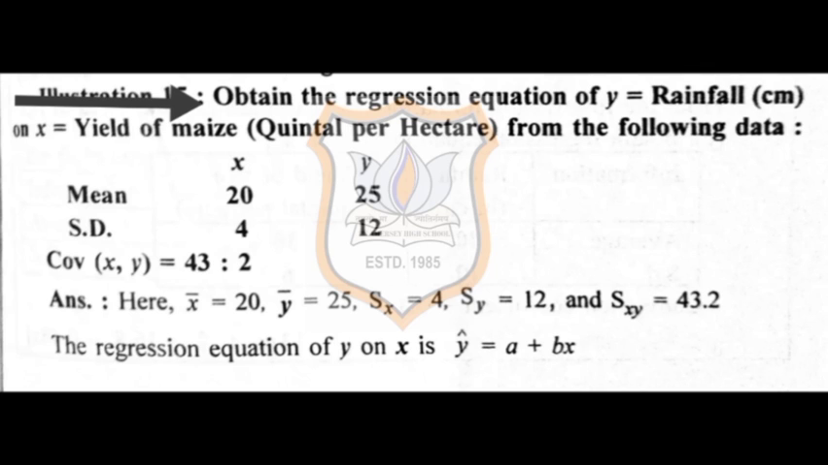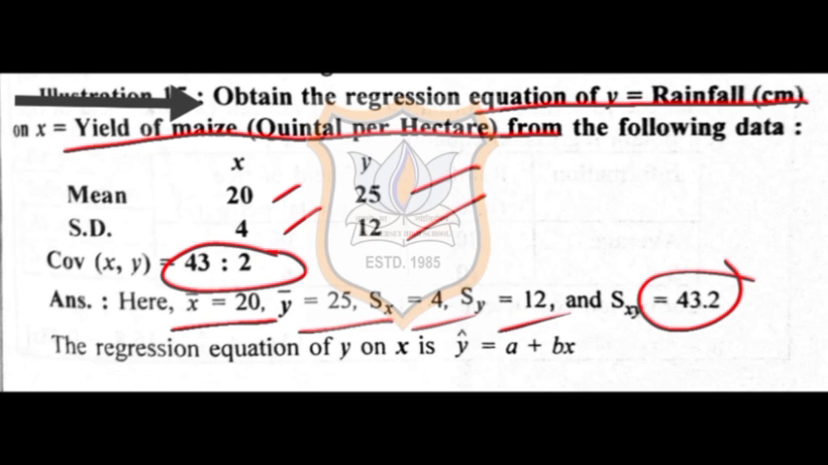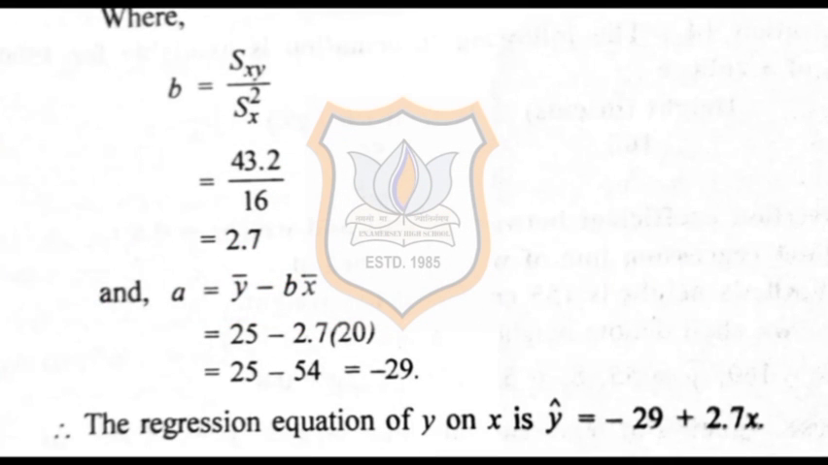Let's take another question. Obtain the regression equation of y, that is rainfall, and yield of maize in quintal per hectare for the following data. Here the mean is 20 for x and 25 for y. So x bar will be 20, y bar is 25, Sx is 4, Sy is 12, and the covariance Sxy is 43.2. So now we can find the first thing, that is B.